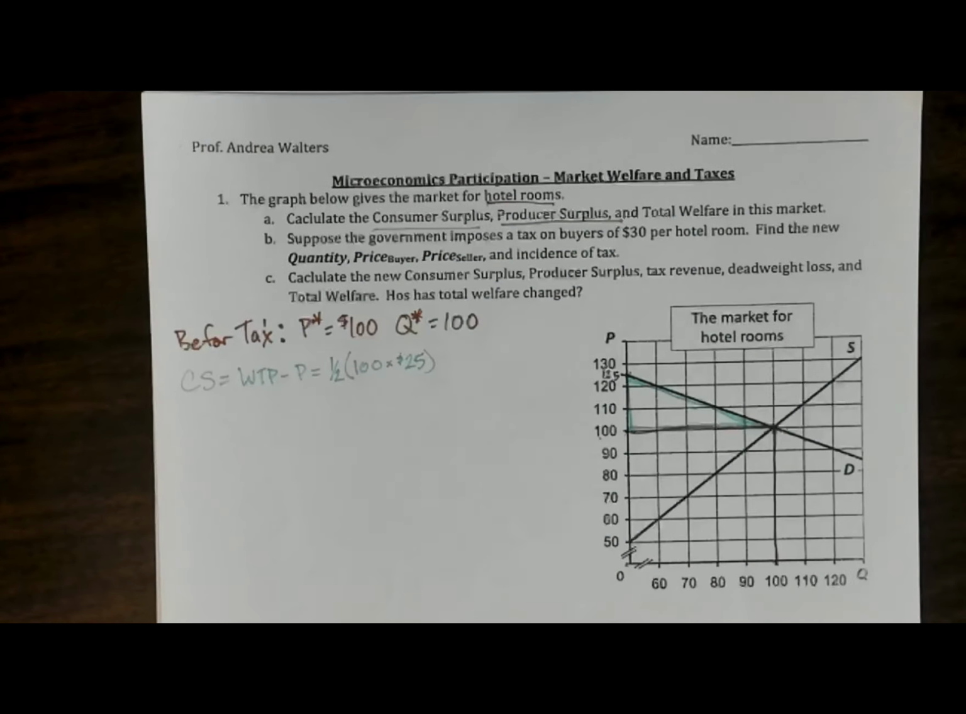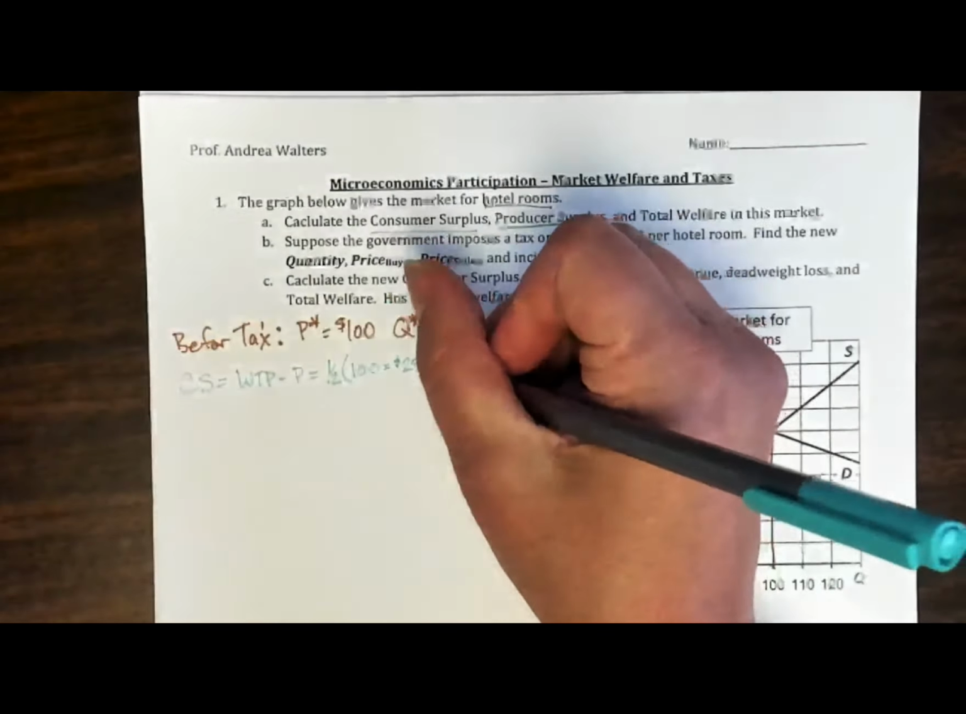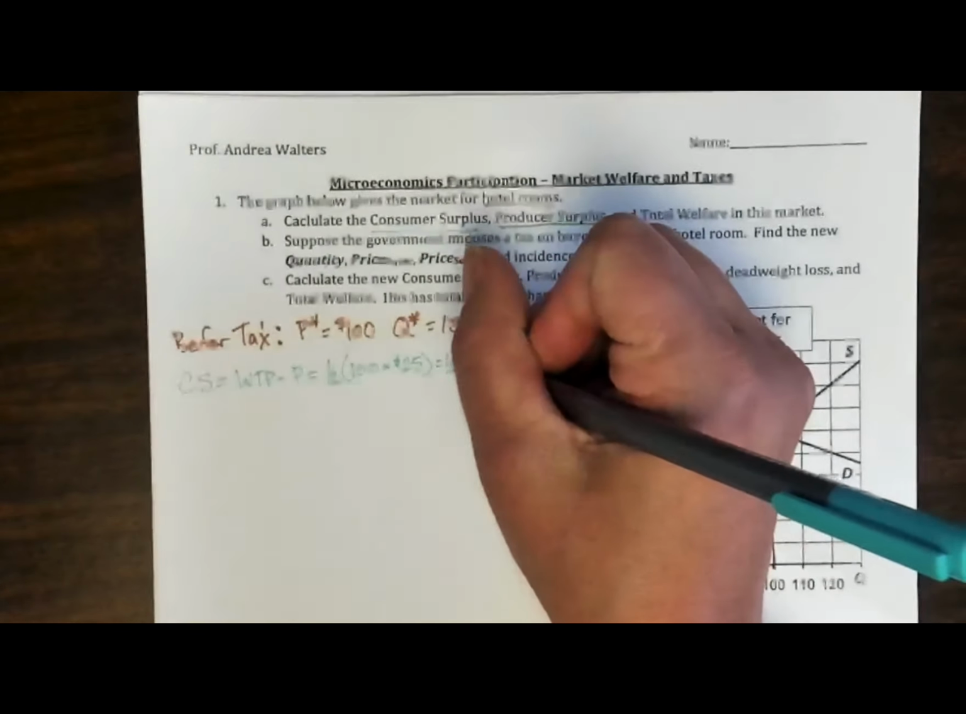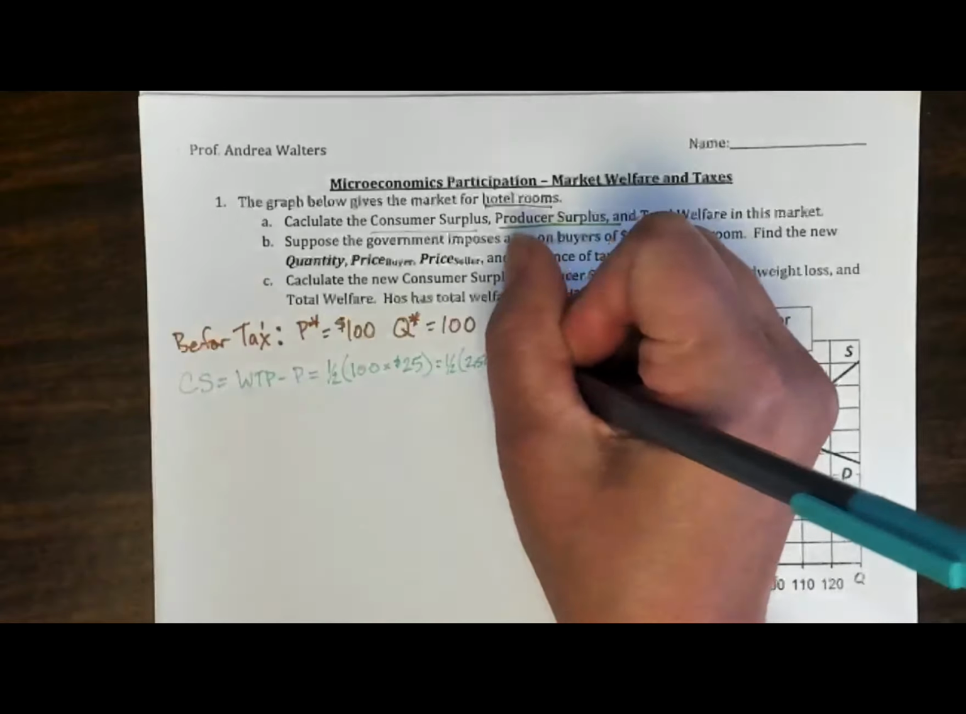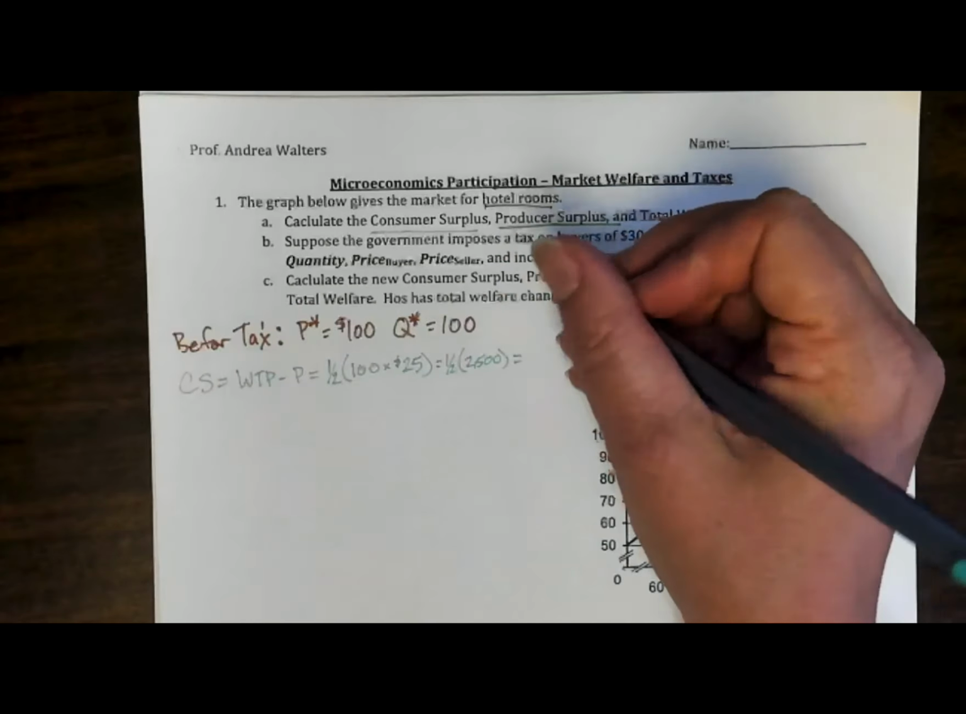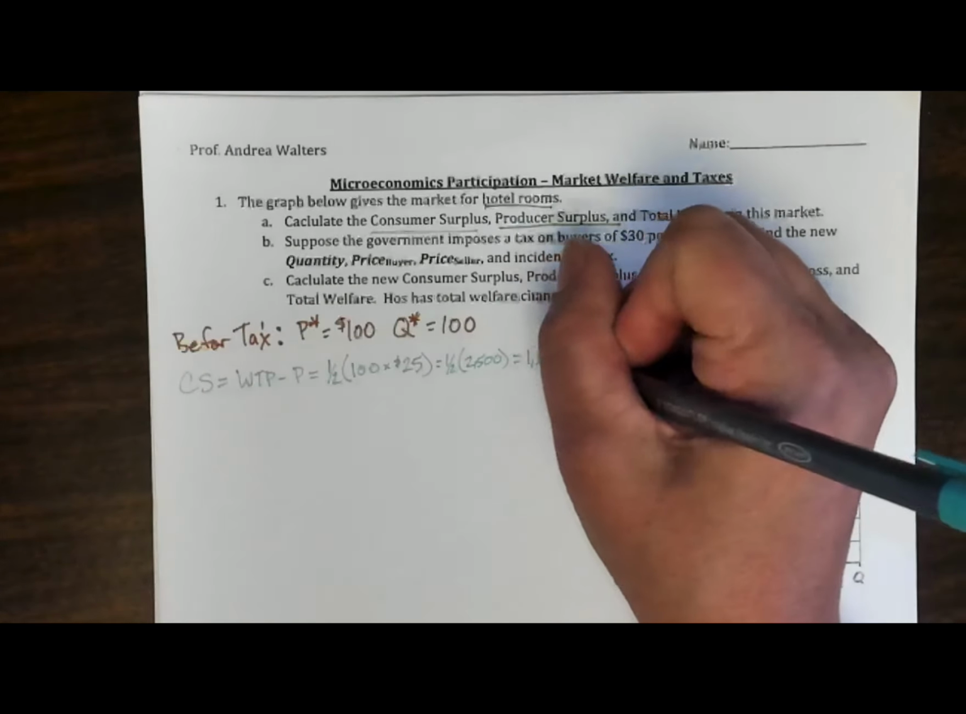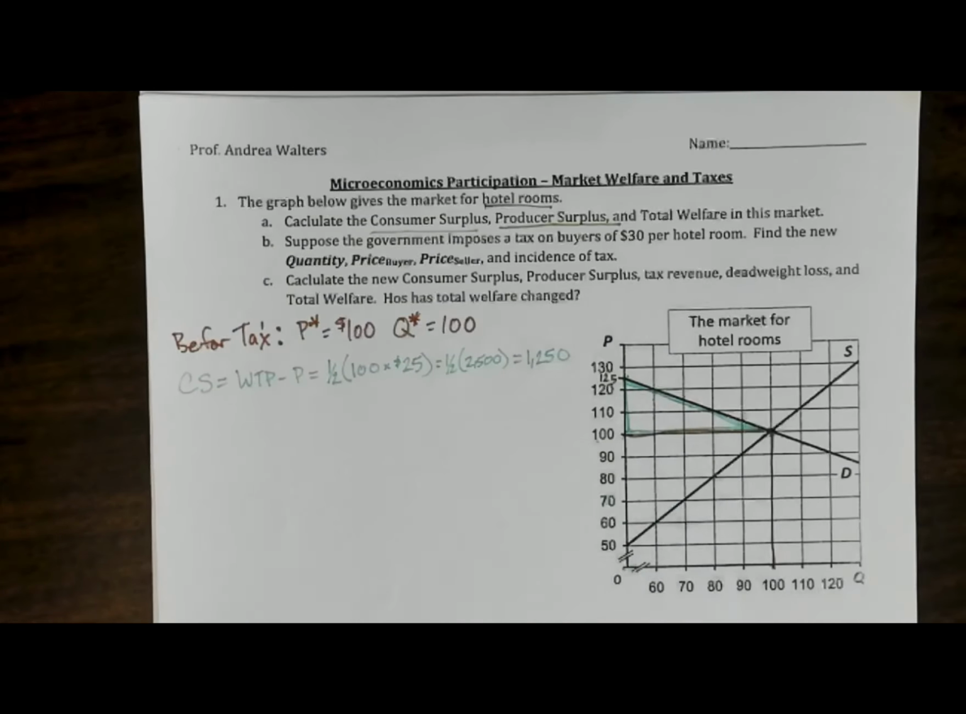One half of 100 times 25 is going to give us one half of $2,500, or a total consumer surplus of $1,250. So that's our consumer surplus in equilibrium before we impose a tax.